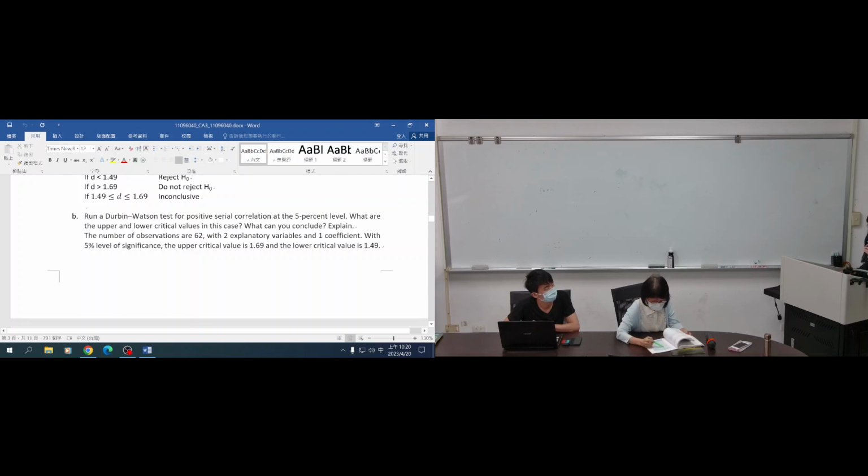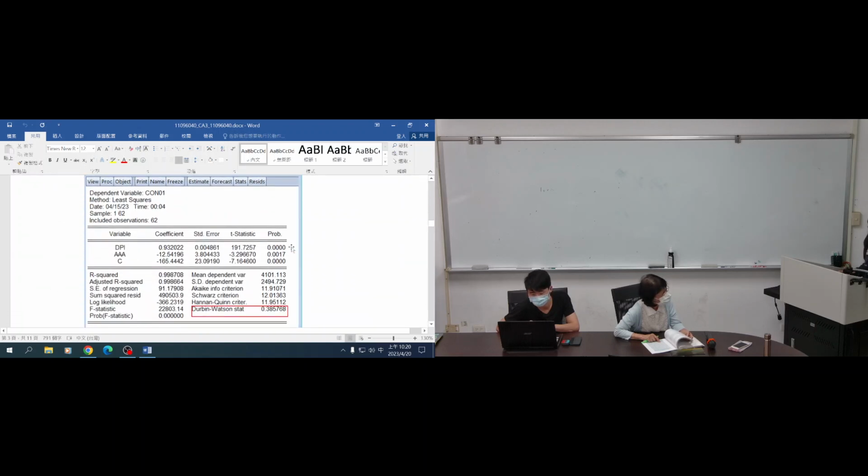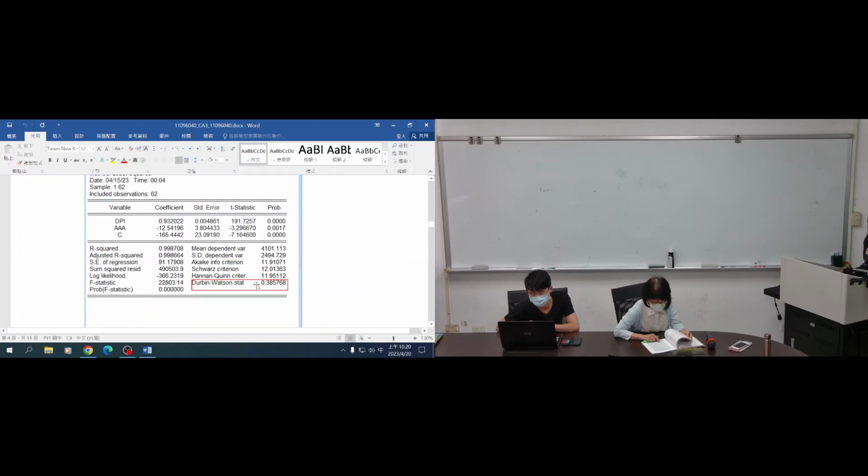For the upper and lower critical values in this case, because the number of observations is 62, with 2 explanatory variables and 1 coefficient at the 5% level of significance, the upper critical value is 1.69 and the lower critical value is 1.49. And this is the Durbin-Watson statistic.